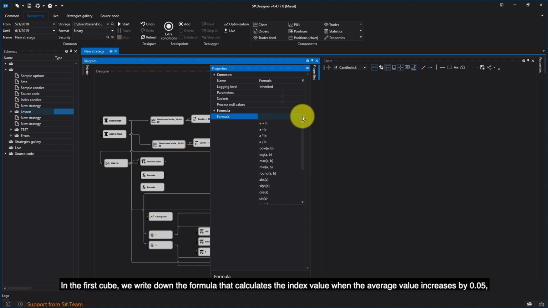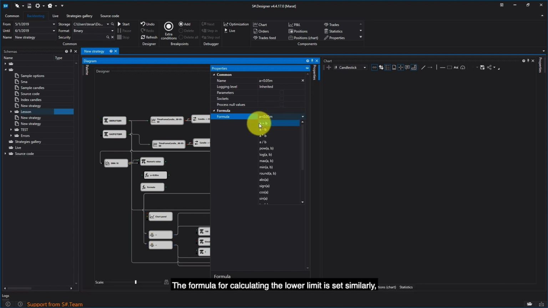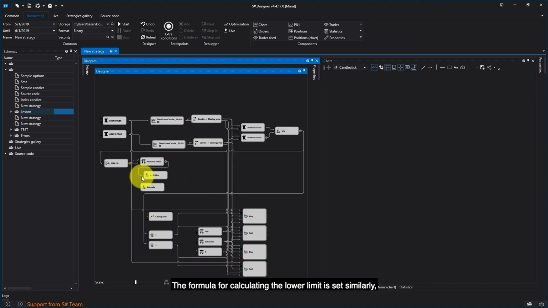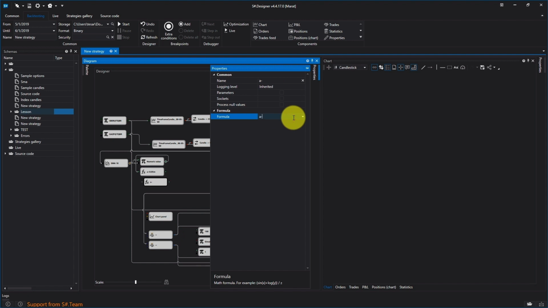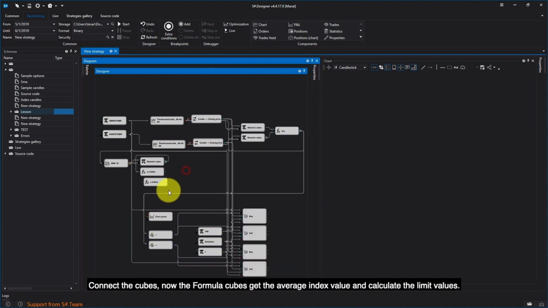In the first cube, we write down the formula that calculates the index value when the average value increases by 0.05. Here, A is the average index value over 10 periods. The letter M indicates the decimal value, writing as 0.05 M. The formula for calculating the lower limit is set similarly. With that, 0.05 is subtracted from the average index value.